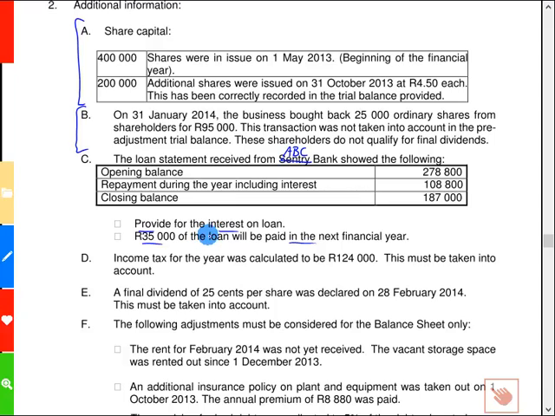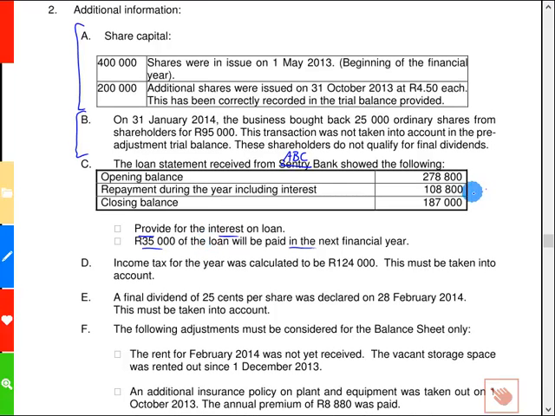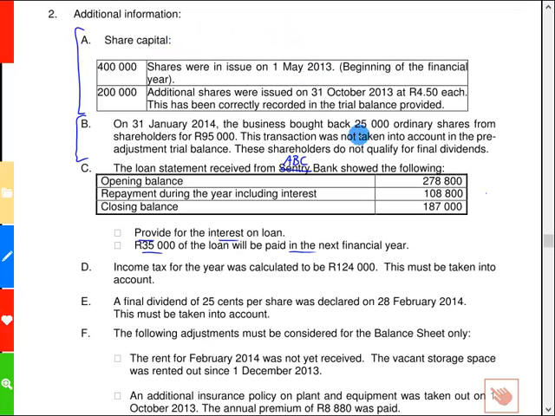Just want to add a page. Right, so we're given an opening balance of 278,800. So loan opening balance is 278,800. Then we're told that the repayment during the year, including interest, is 108,800.